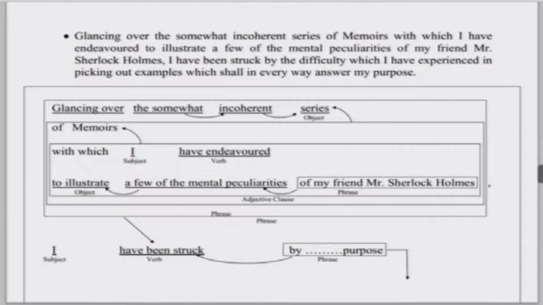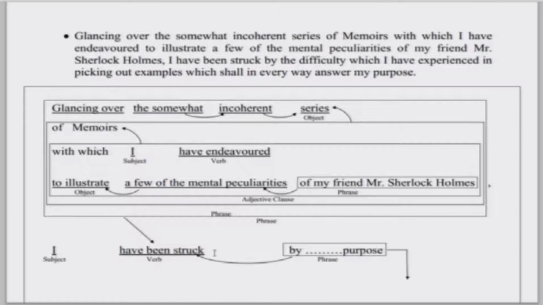Oh, this is complicated business. "Glancing over the somewhat incoherent series of memoirs with which I have endeavored to illustrate a few of the mental peculiarities of my friend Mr. Sherlock Holmes, I have been struck by the difficulty which I have experienced in picking out examples which shall in every way answer my purpose." I have been struck by the difficulty. I have been struck. That is the main clause.